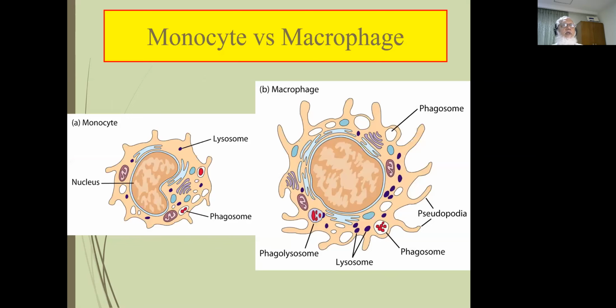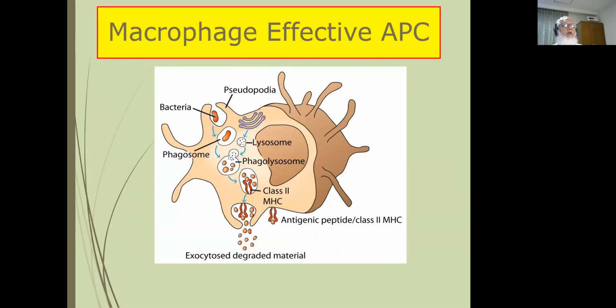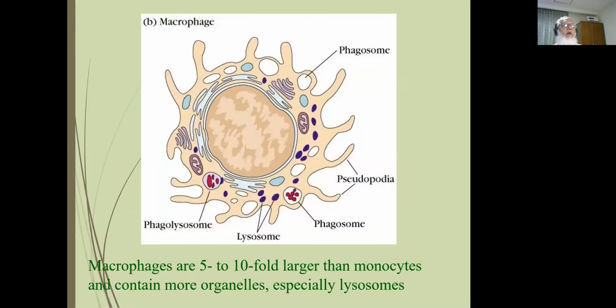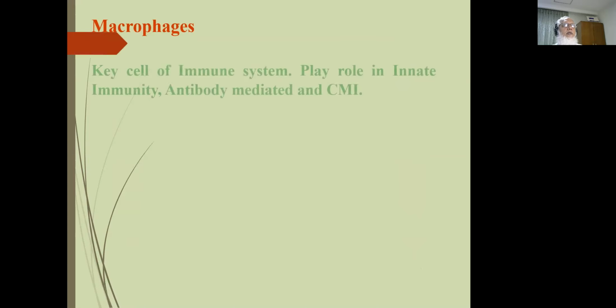This is a relative comparative picture of monocyte and macrophage. Macrophages are effective antigen presenting cells. We will have another lecture on how macrophages act as antigen processing cells. Macrophages also capture bacteria, and they are the key cell of the immune system. They play a role in innate immunity, antibody-mediated immunity, and cell-mediated immunity. So I repeat, macrophages are the key cell of the immune system.